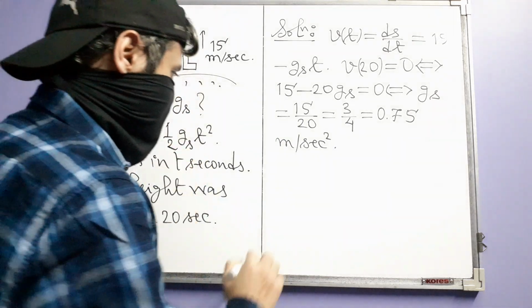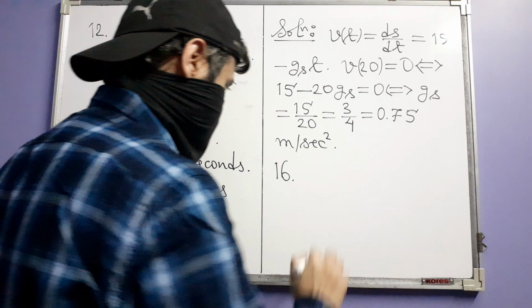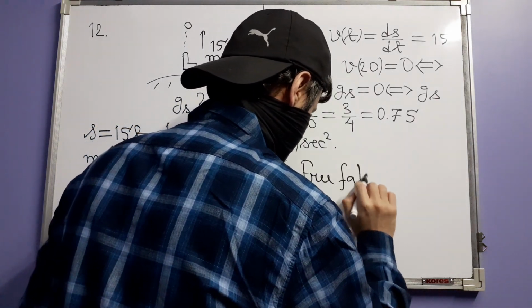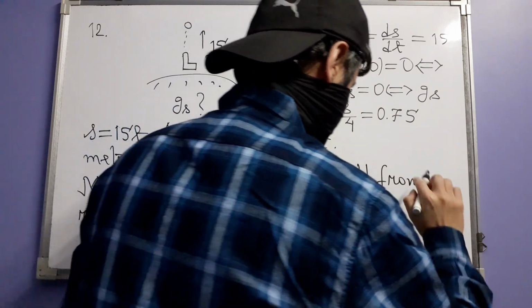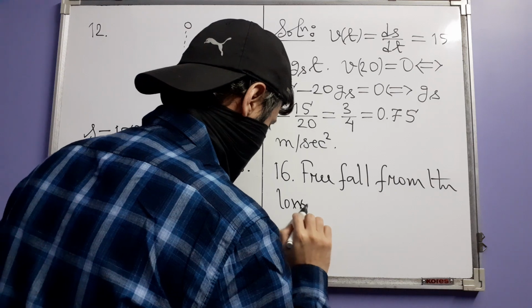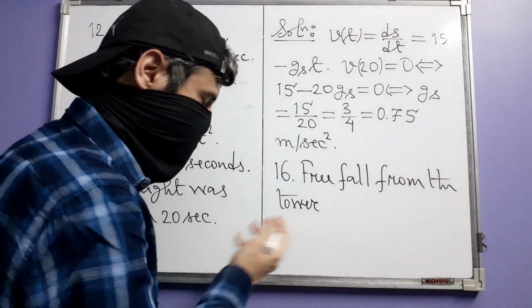Let us next see 16. And this one is free fall from the Tower of Pisa, the Leaning Tower of Pisa. You already know, it's a famous thing.